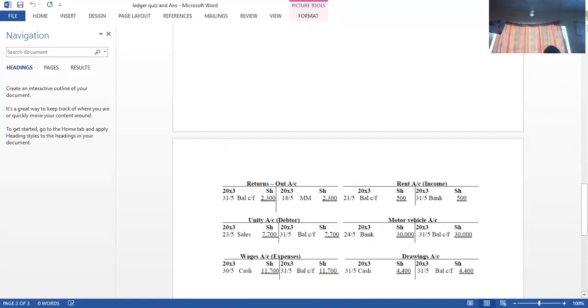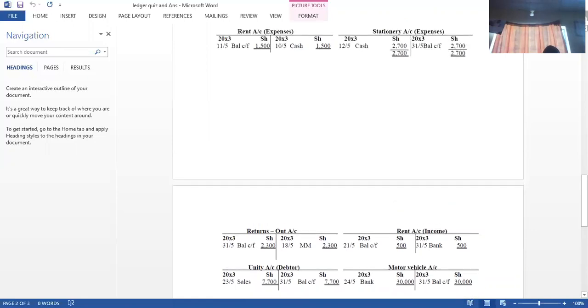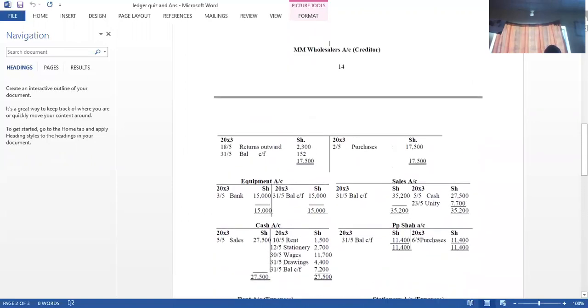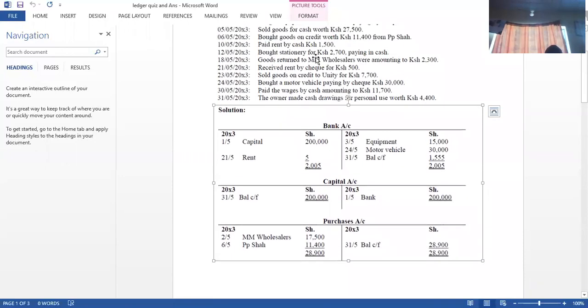Shillings. The next transactions that took place was on 23rd, where we sold goods worth 7,700 on credit to Unity. Anytime goods are sold on credit, the person who bought them is known as a debtor.